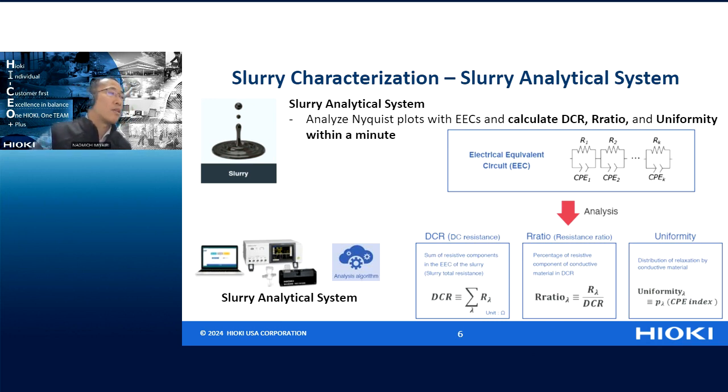This does impedance measurement and nice plots data analysis. So the meter: a slurry sample is put in a little vial, and we measure impedance with this meter. And then after that, the Nyquist plots are analyzed with a software application. The analysis takes within a minute.